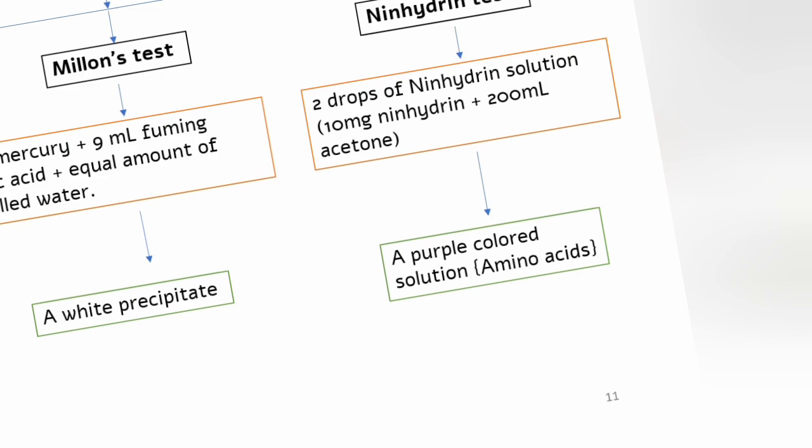Millon's reagent consists of 1 gram of mercury added to nitric acid, fuming nitric acid, and an equal amount of distilled water. Millon's reagent gives a white precipitate for the presence of amino acids and proteins. Ninhydrin test gives a purple colored solution in case of the presence of amino acids. And ninhydrin reagent consists of 2 drops of ninhydrin solution, which consists of 10 milligrams of ninhydrin dissolved in 200 ml of acid.